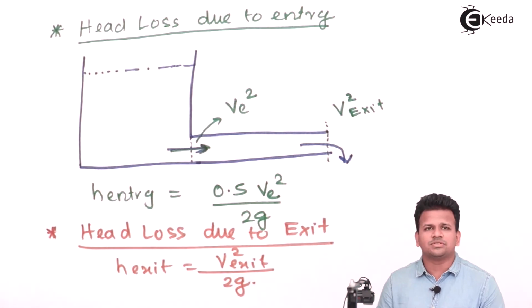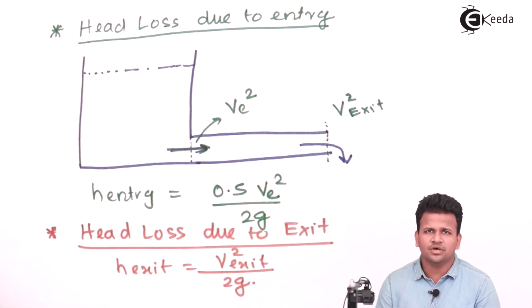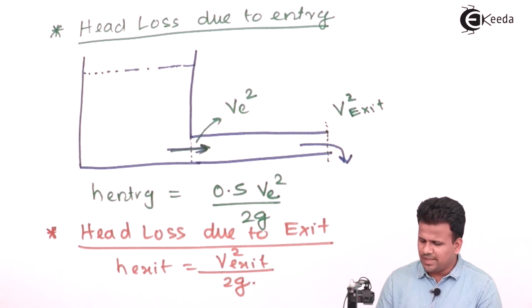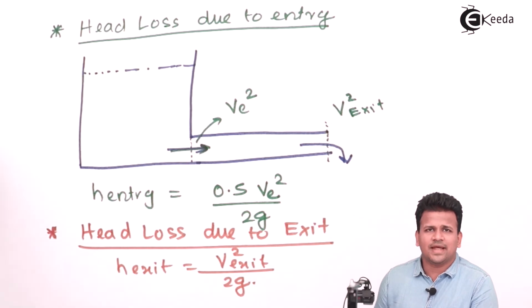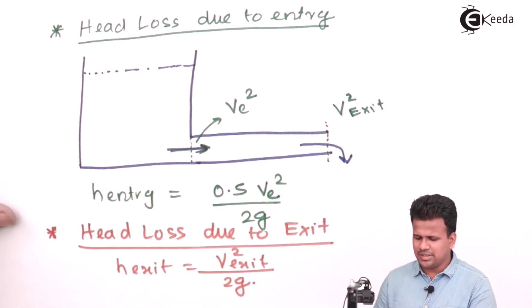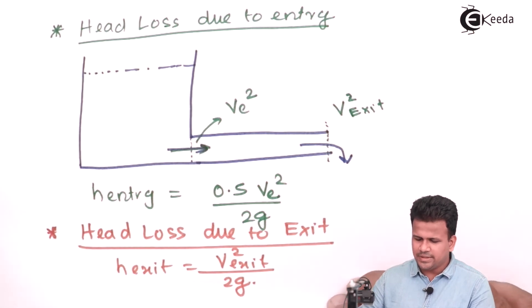During the exit, there will be some change in the flow pattern, and hence some head loss over there. That head loss is called exit loss, and while coming inside the pipe, it is called the entry loss. The next loss we'll study is head loss due to fitting and head loss due to bends.